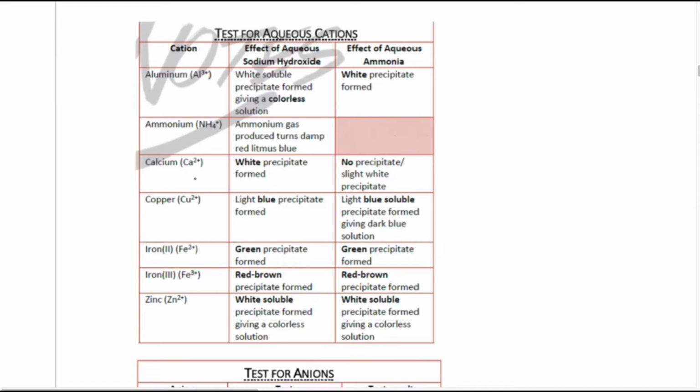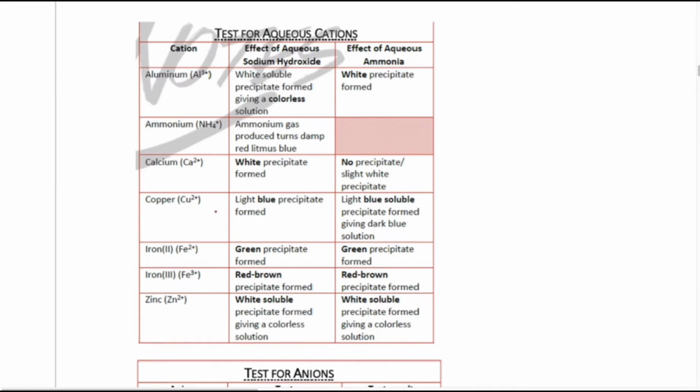Calcium, if the cation is calcium 2+, what happens is a white precipitate forms. Try to understand it in this way. You add a little bit of NaOH, a white precipitate forms. If you add sodium hydroxide in excess, the white precipitate remains as precipitate. Not like this, where the white precipitate dissolves when you put in excess. For ammonia, no precipitate or slight white precipitate. So these two situations, either you don't see the precipitate or you just see a little bit of precipitate, then it's calcium.